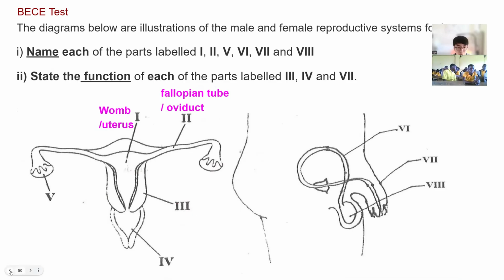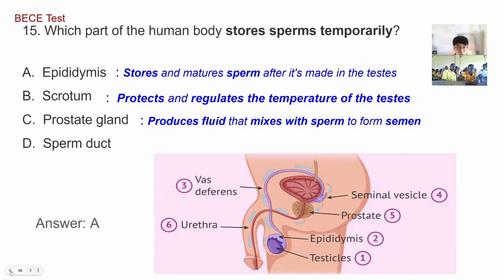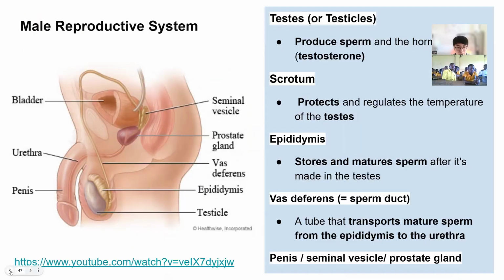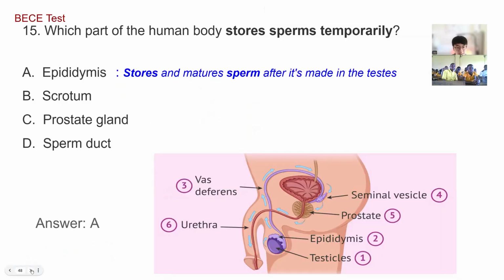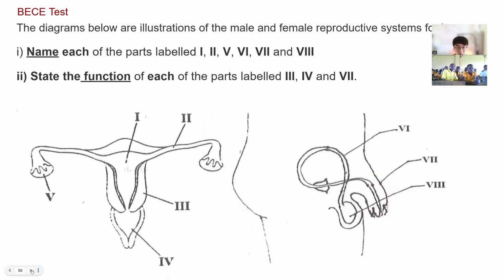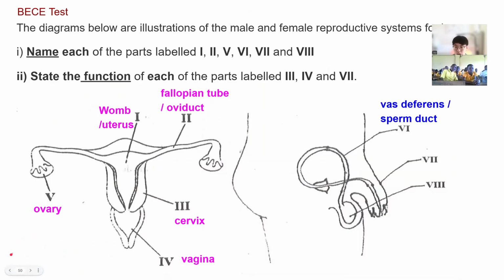So if we look back a little bit to here, oh yeah, I think I heard vas deferens. That is correct. Yeah, great job. So this part right here is called the vas deferens, the sperm duct. So it acts to transfer the sperm to the uterus.